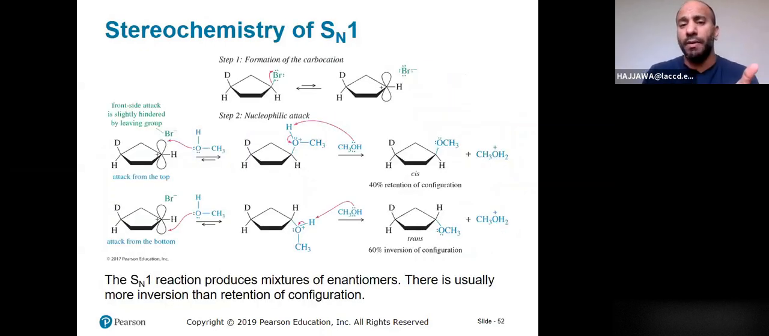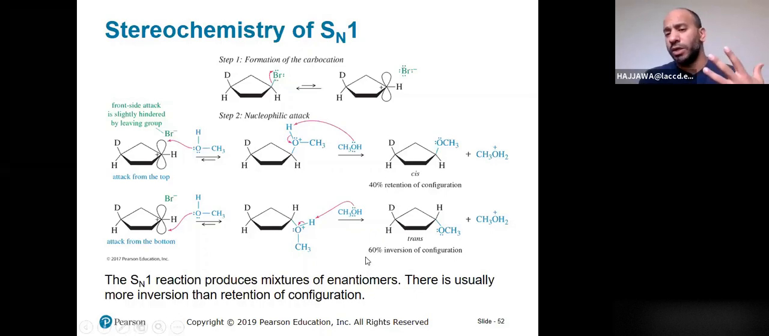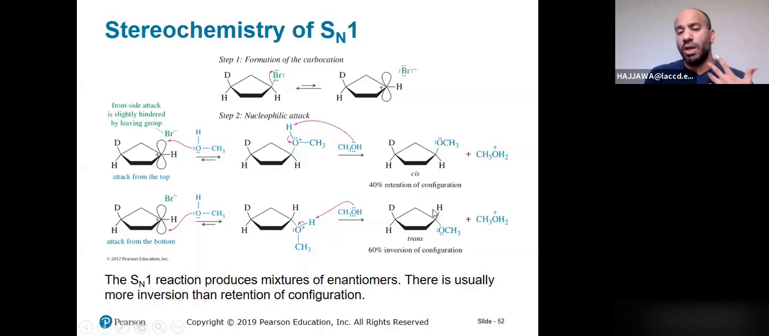You can here see an example of a carbocation that will undergo nucleophilic attack to give you inversion of configuration and retention of configuration. You can see slightly higher inversion, but again, they're almost considered to be a racemic mixture.